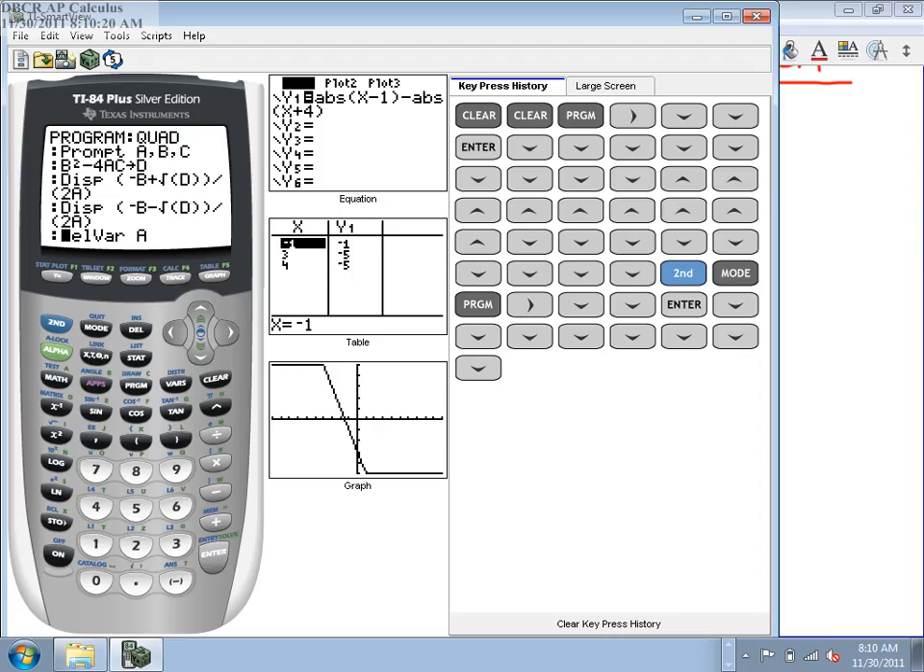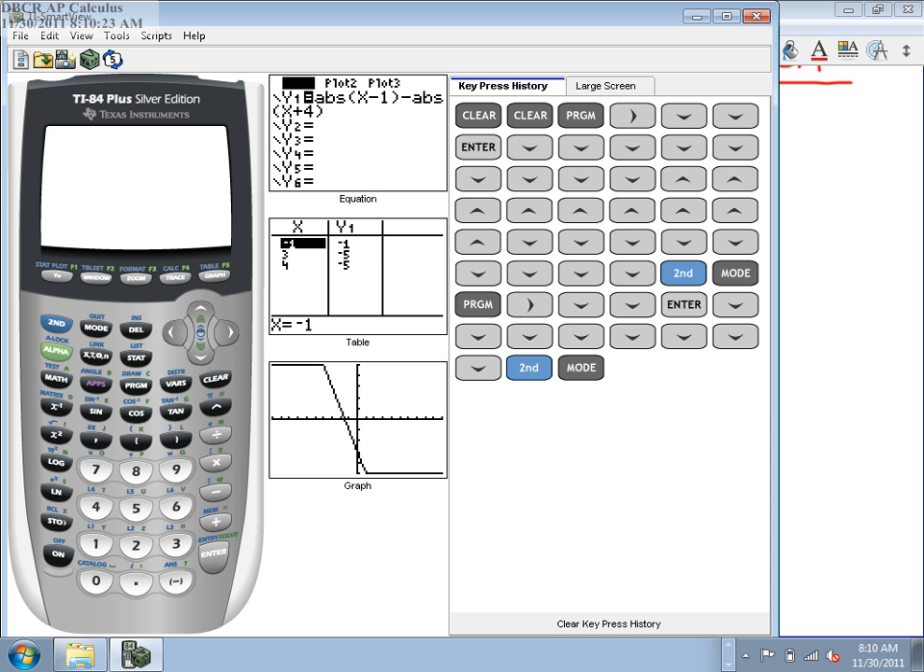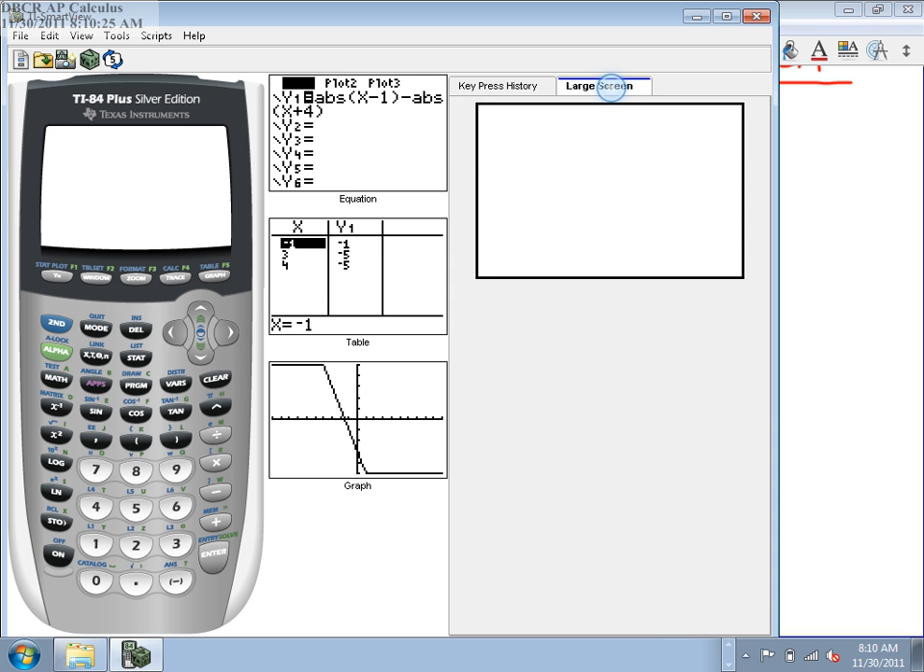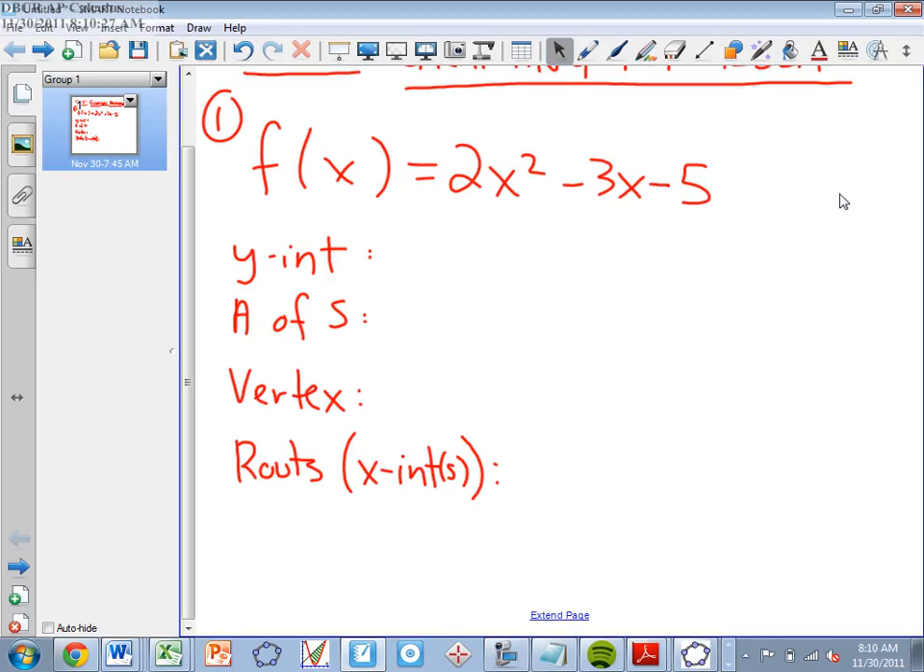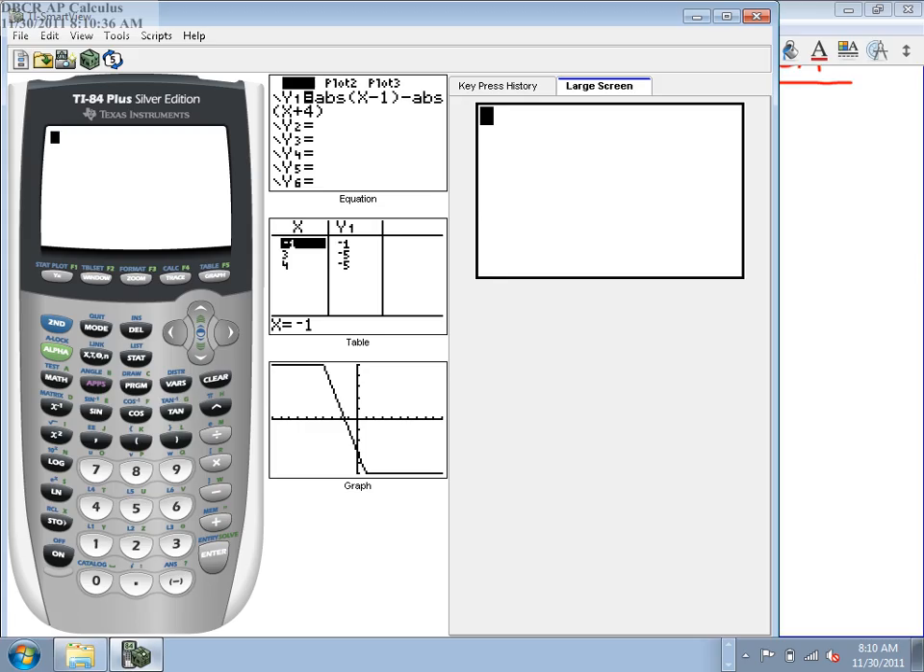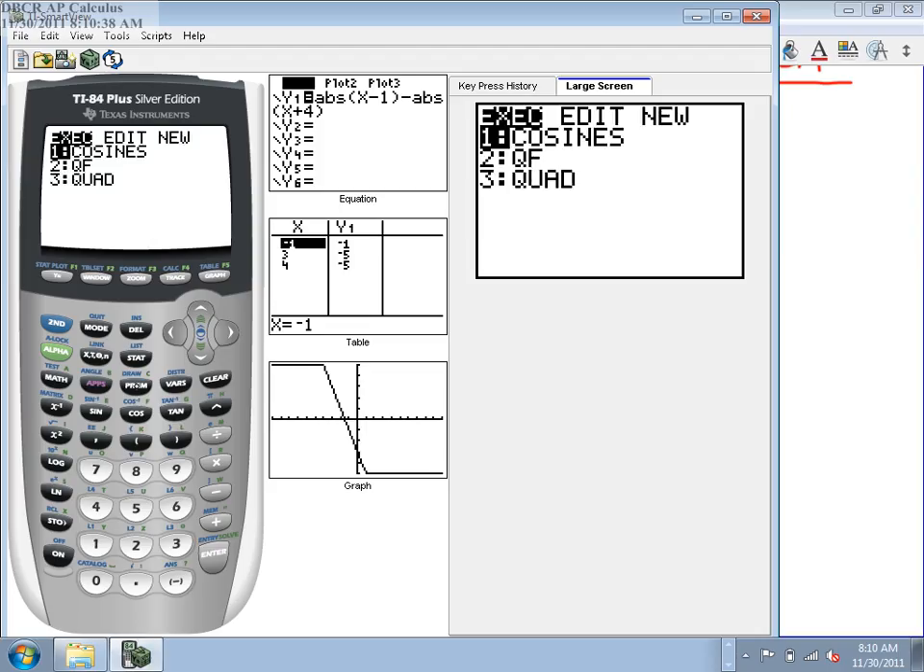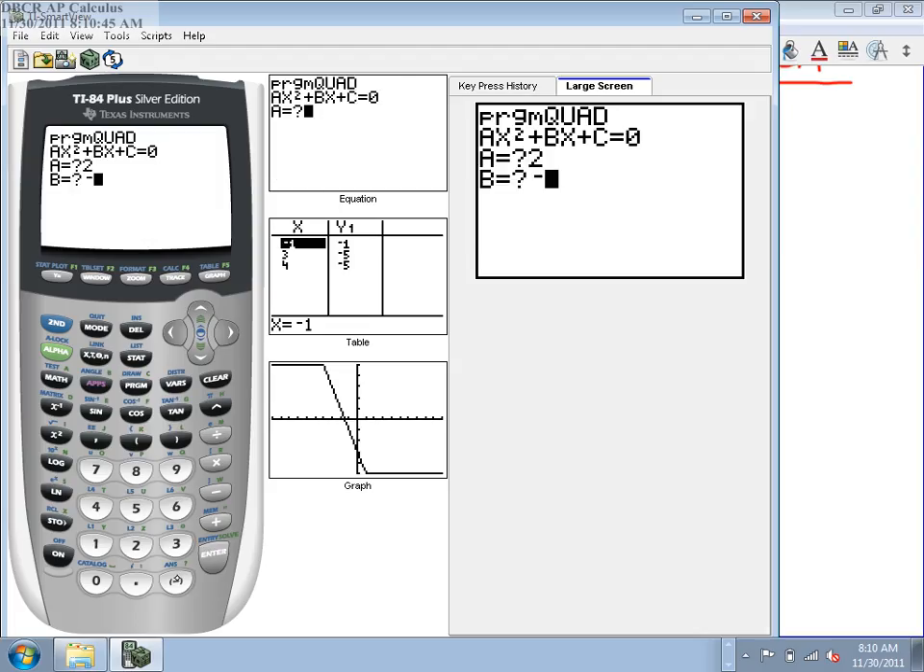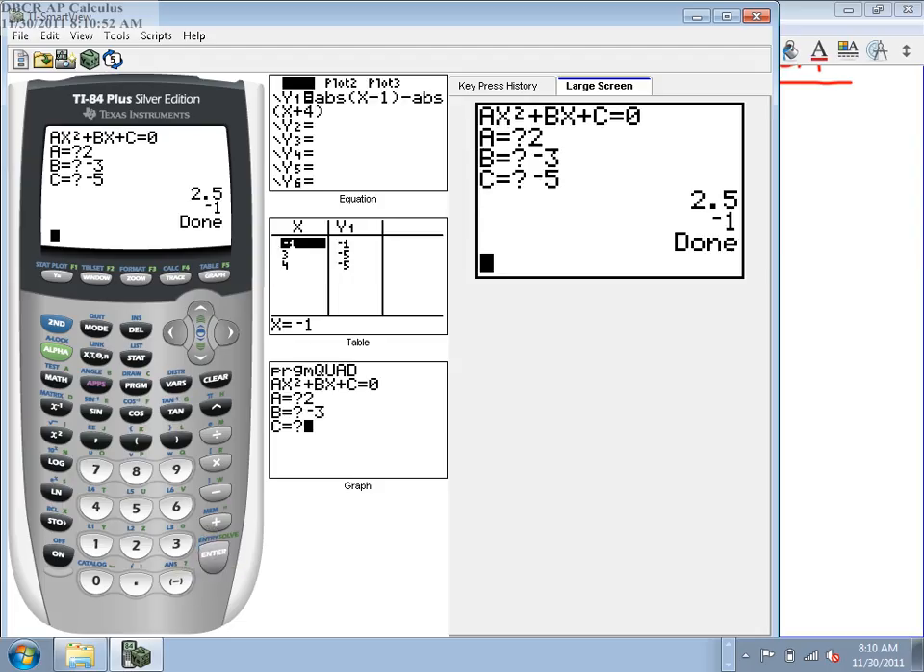Anyway, back to this problem. For this problem, we see that our coefficients are 2, negative 3, negative 5. So please, immediately, run your program. Go to Program, choose the quadratic program, hit enter. It's asking me what is A. A is 2, B is negative 3, and C is negative 5. And there are my two roots. There they go: 2.5 and negative 1.